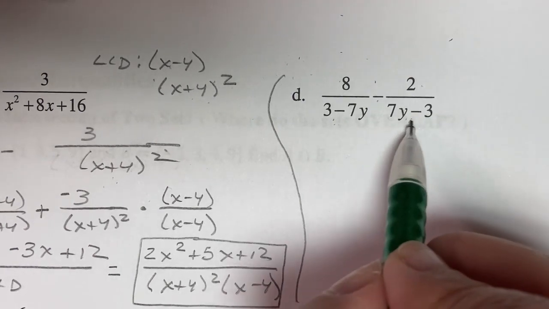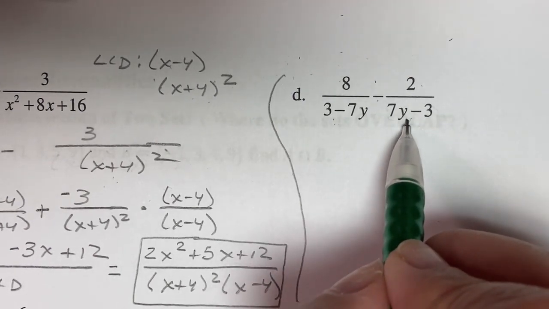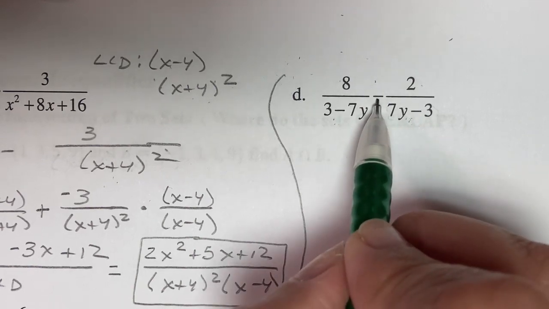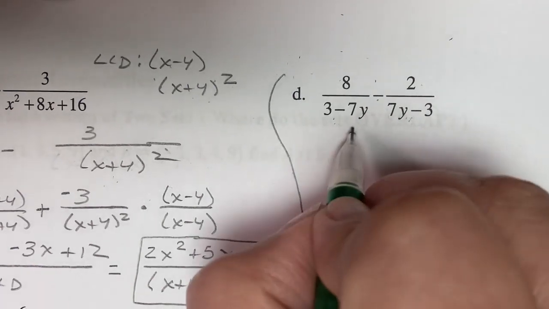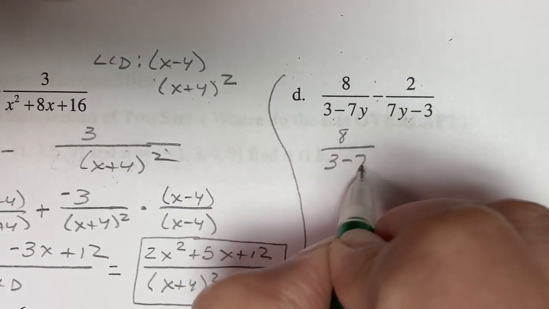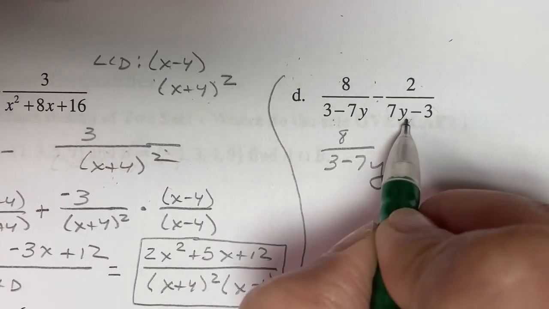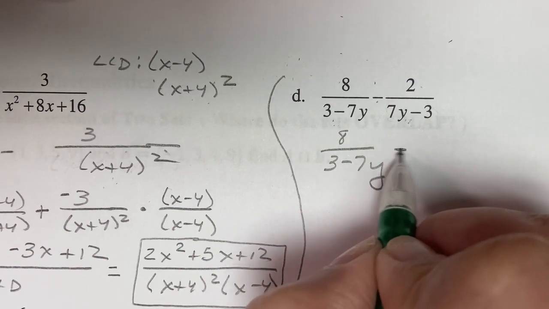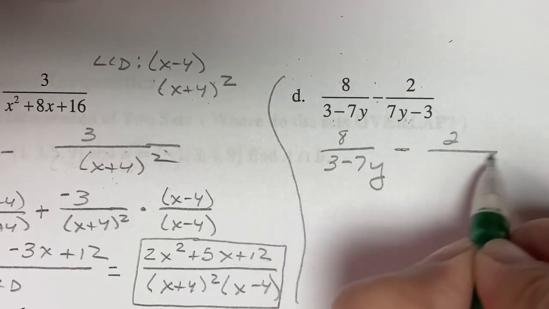I tend to like to factor the negative 1 out of the second denominator and change this to a positive. So let's look at that. That's going to give me, so now again, I'm going to factor a -1 out of here. So here's what it's going to look like.